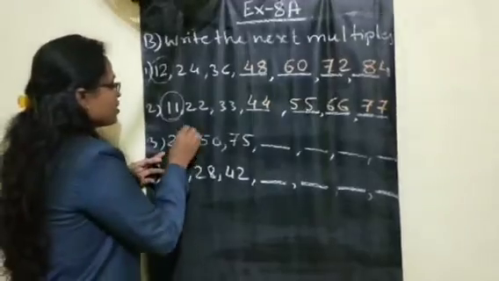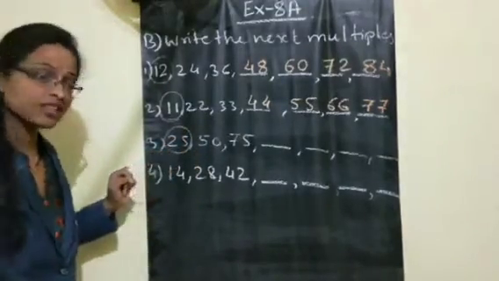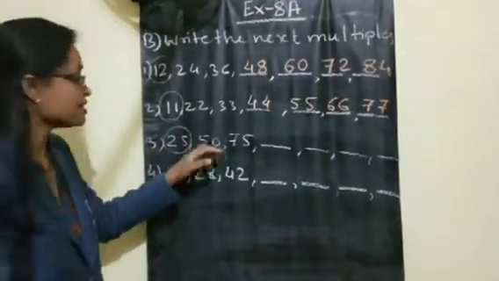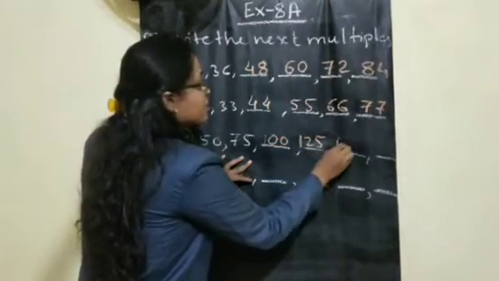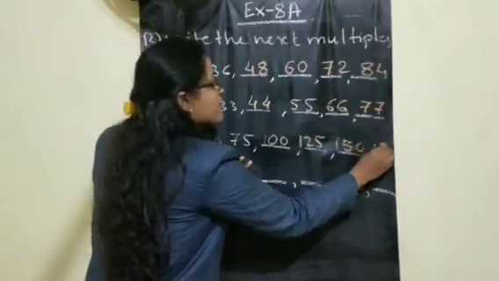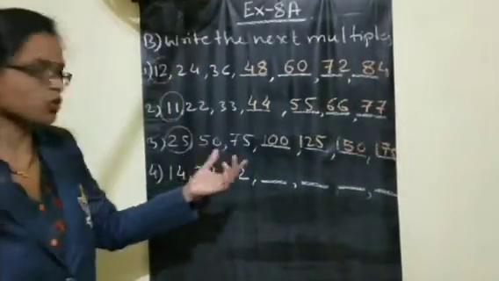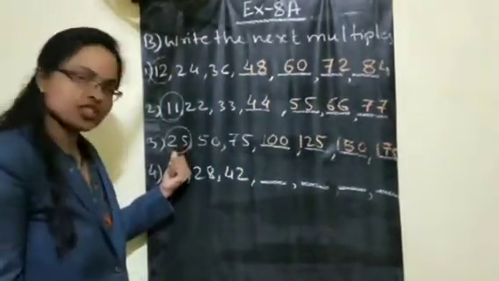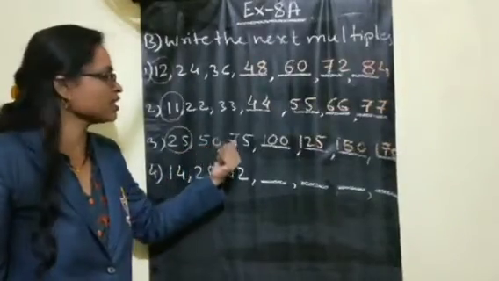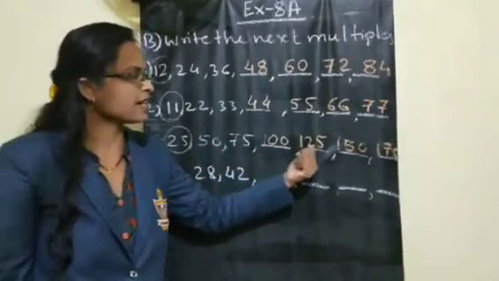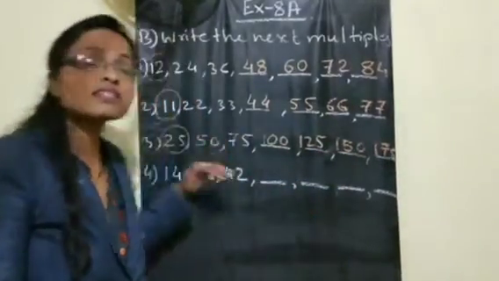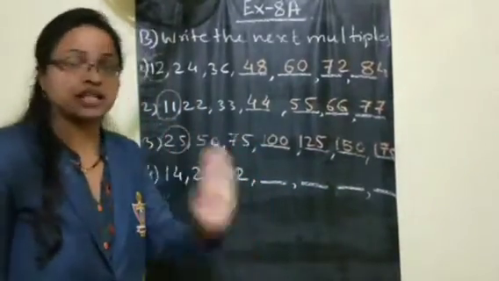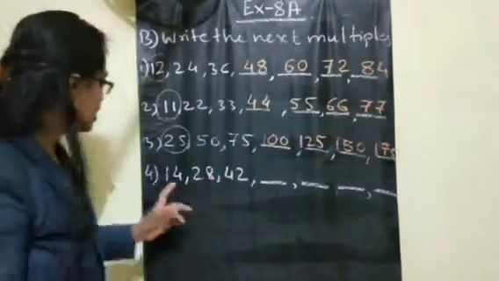In a similar way, here we have to find out the multiples of 25. 25, 50, 75, then 100, then 125, then 150 and 175. If you want, you can see: 25 ones are 25, 25 twos are 50, 3s are 75, 4s are 100, 5s are 125, 6s are 150, 7s are 175. It is a multiplication of a number. Keep it in mind in a short way.